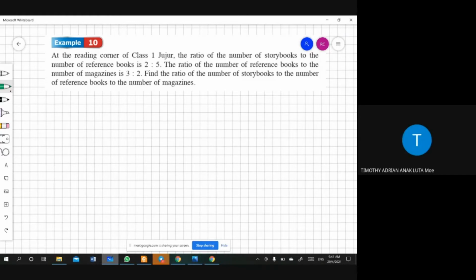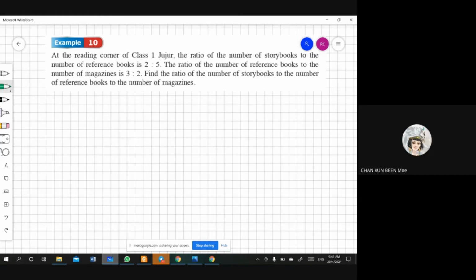At the reading corner of class 1 Jujo, the ratio of the number of storybooks to the number of reference books is 2 to 5. The ratio of the number of reference books to the number of magazines is 3 to 2. Find the ratio of the number of storybooks to the number of reference books to the number of magazines. Thank you very much, Timothy.